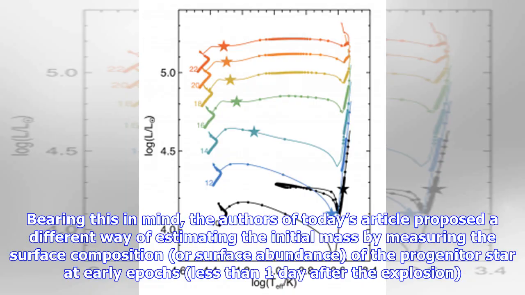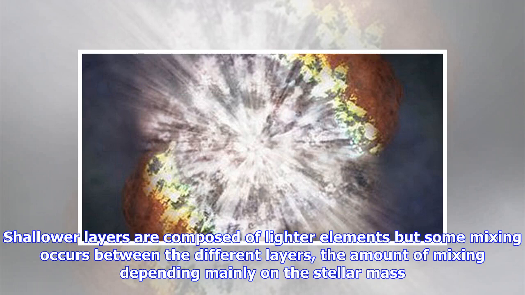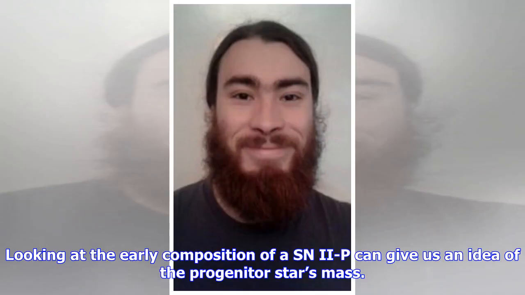Bearing this in mind, the authors of today's article proposed a different way of estimating the initial mass by measuring the surface composition, or surface abundance, of the progenitor star at early epochs, less than 1 day after the explosion. The structure of RSG stars consists of several layers of burning material. Shallower layers are composed of lighter elements, but some mixing occurs between the different layers, the amount of mixing depending mainly on the stellar mass. Looking at the early composition of a SN IIP can give us an idea of the progenitor star's mass.